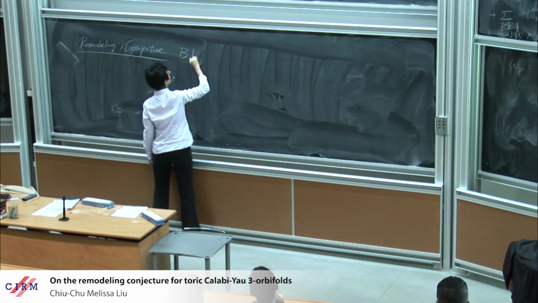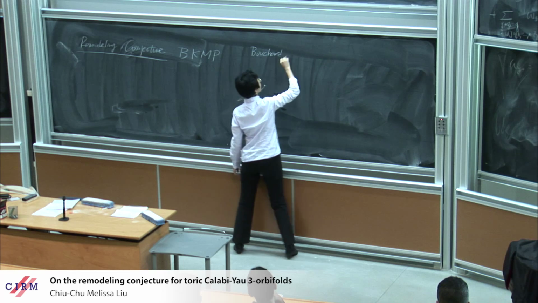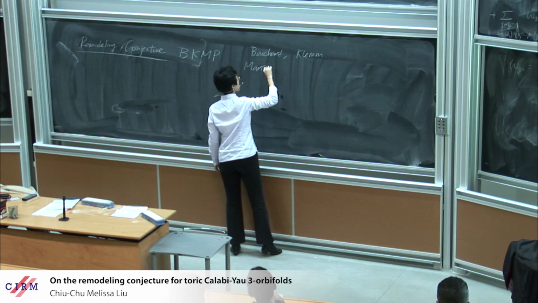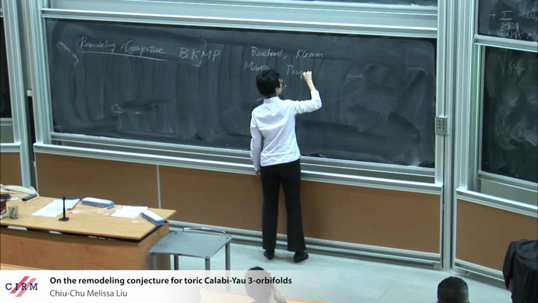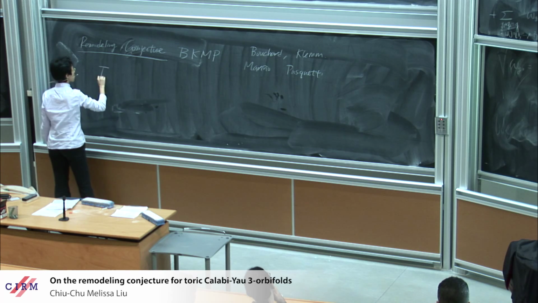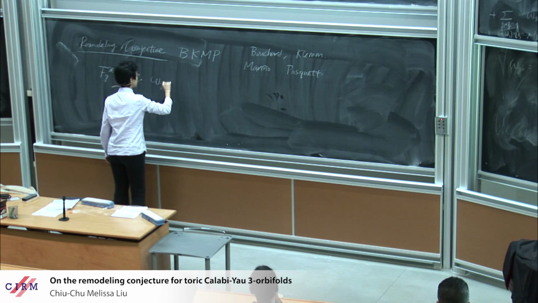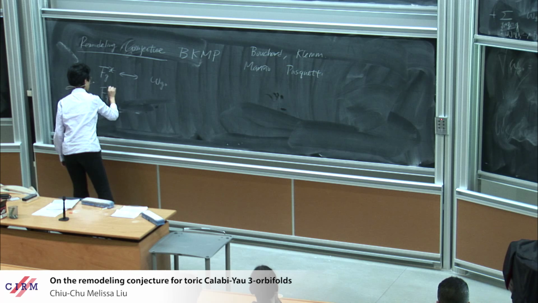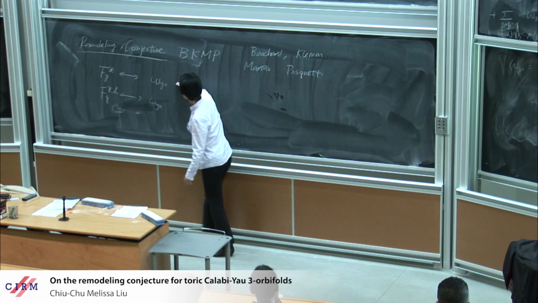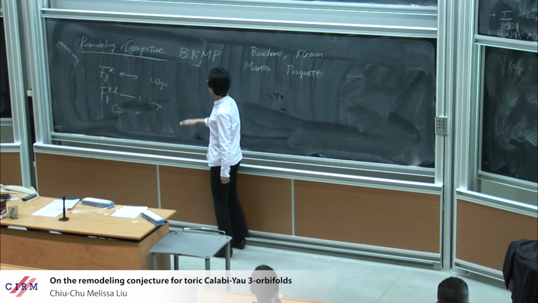So this is due to BKMP, where B is Bouchard, K is Klemm, M is Marino, and P is Pasquetti. Their conjecture says that under mirror symmetry, this should correspond to omega g,0. So this can be viewed as a genus-zero closed mirror symmetry, and this is a version of genus-zero open mirror symmetry.